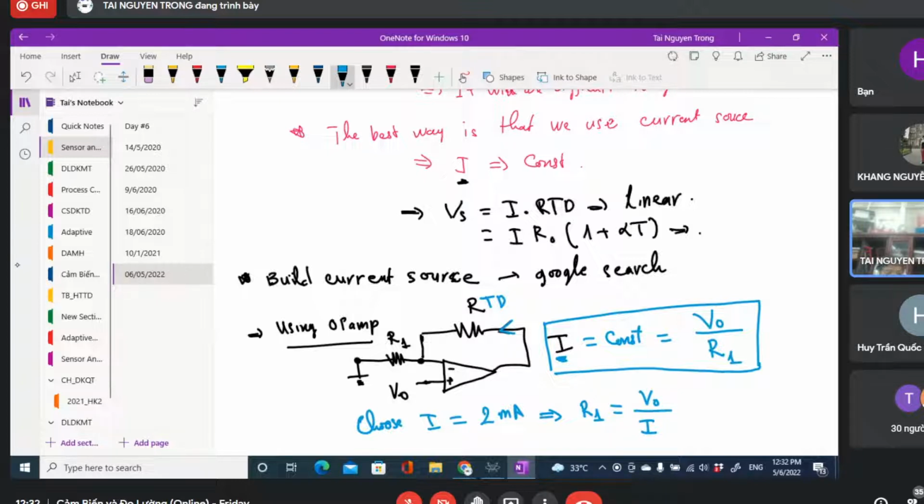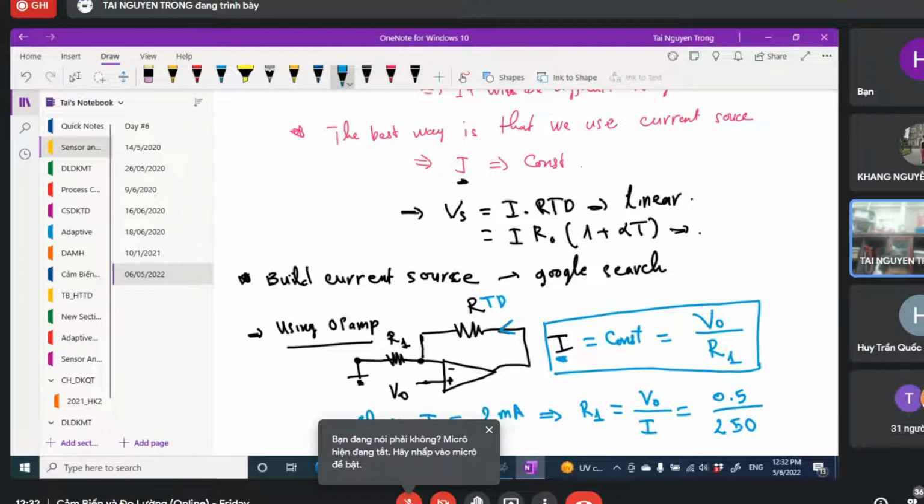And in this case, I can select this one equal to 5 volts, and no, this one is too high. Okay, and in this case I will choose 0.5 volts divided by 250 ohm. Okay, so now we begin with the lead controller first.